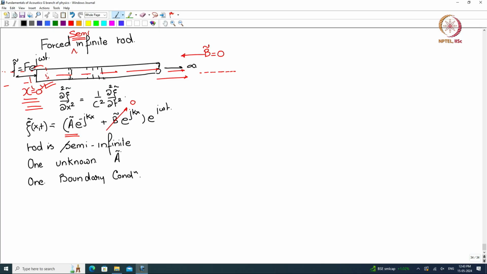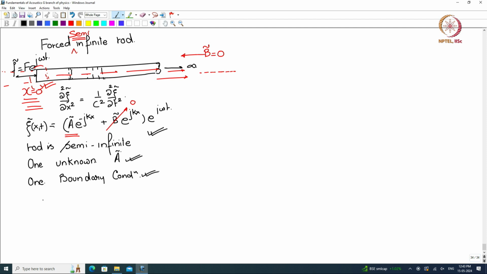Last class we were looking at a forced semi-infinite rod. We were trying to find a solution and we were at this point where we said that B, B tilde is 0. So we are left with one unknown which requires one boundary condition. And that boundary condition is at the left end, which is the forcing condition.